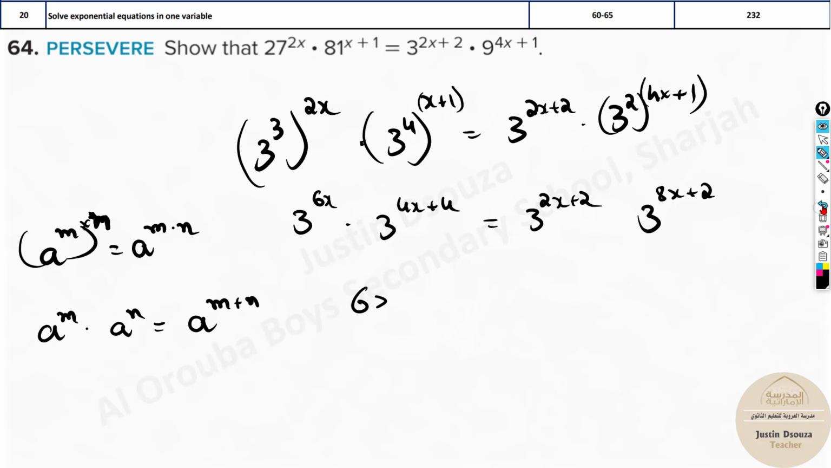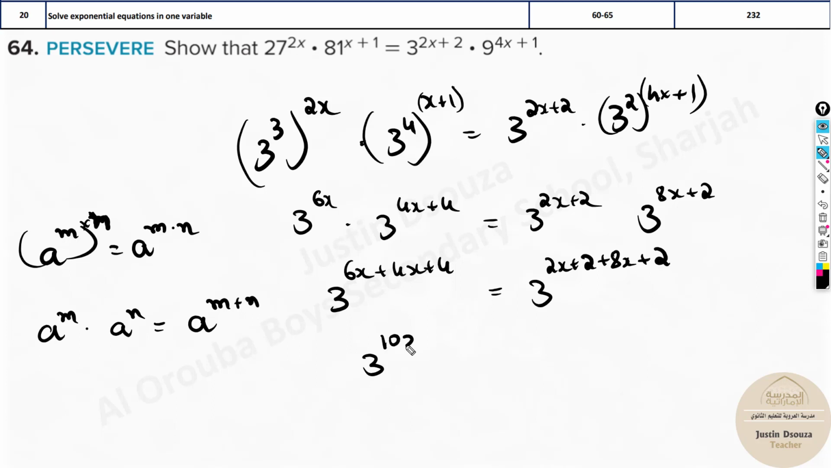Before we equate it, I've just written this rule. When you have the same base and you have two different powers, you add them up. 3 to the 6x plus 4x plus 4, that is equal to 3 to the 2x plus 2 plus 8x plus 2. Now let's simplify this. 3 over here, what is it? 6 plus 4 is 10x plus 4. And 3 over here, 2 plus 8 is 10x plus 4.